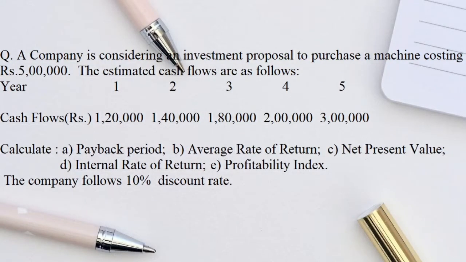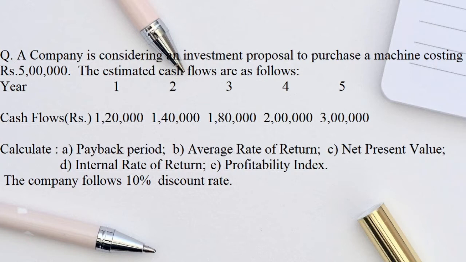A company is considering an investment proposal to purchase a machine costing rupees 5 lakhs. The estimated cash flows are as follows. Year 1, 1,20,000, year 2, 1,40,000, year 3, 1,80,000, year 4, 2 lakhs, and year 5, 3 lakhs. Calculate payback period, average rate of return, net present value, internal rate of return, and profitability index. The company follows the 10% discount rate.